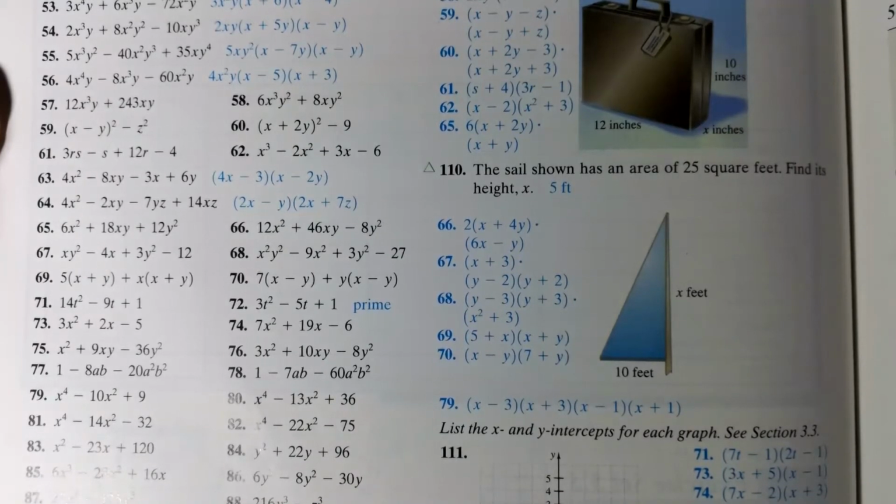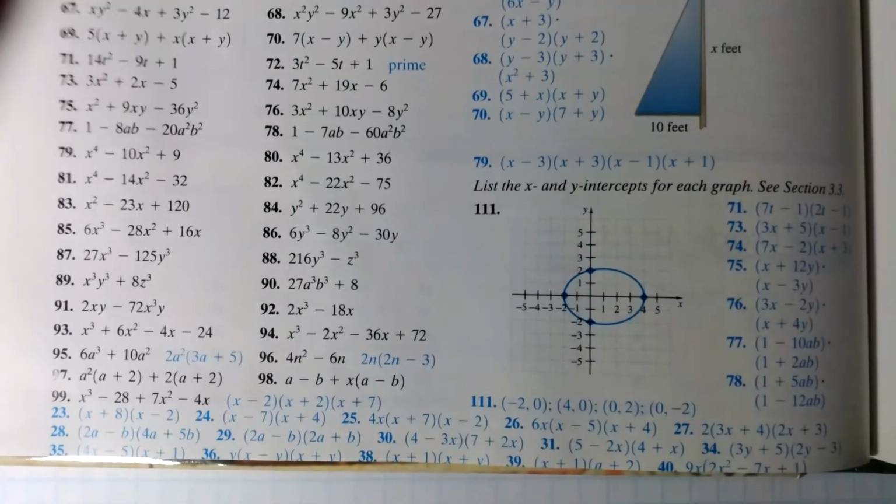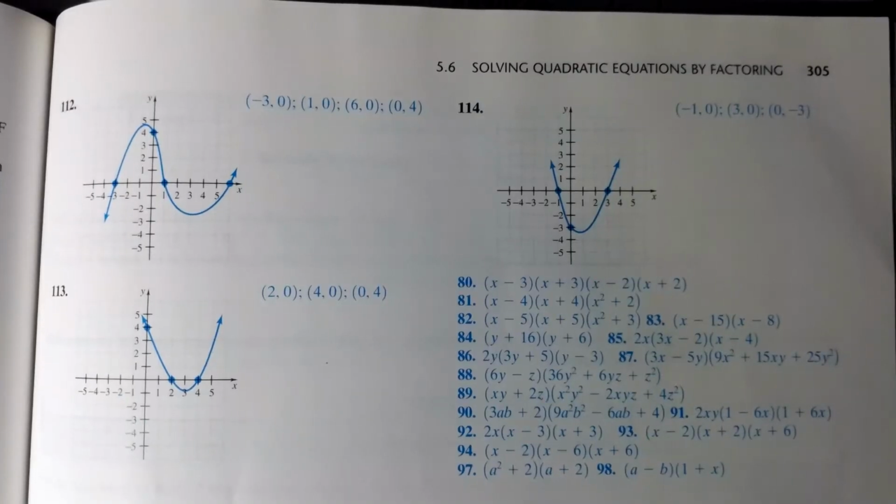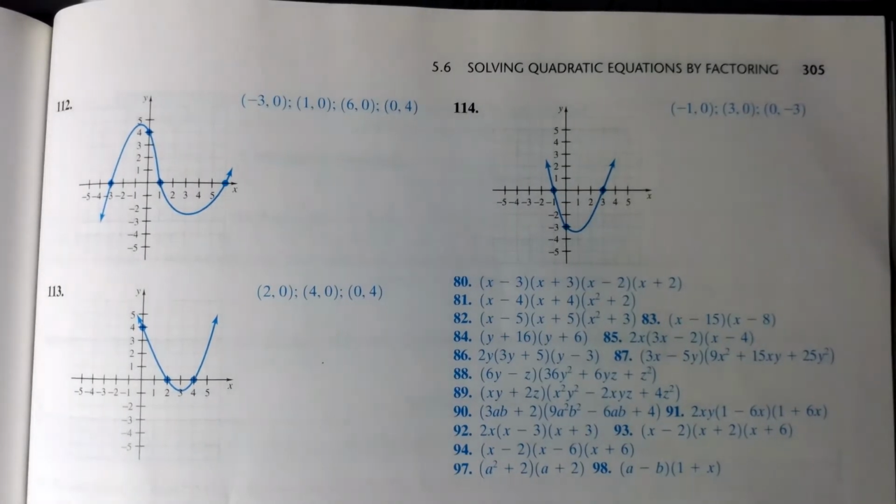If you see the word prime, that means that you can't factor that one this way. Or I should say, if it says prime, you won't be able to factor in the way we've learned so far. There will be one other way. All right, and there are the rest of the answers.